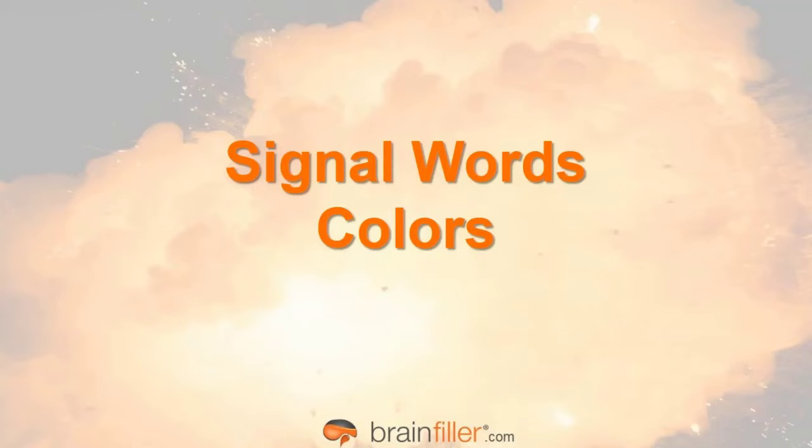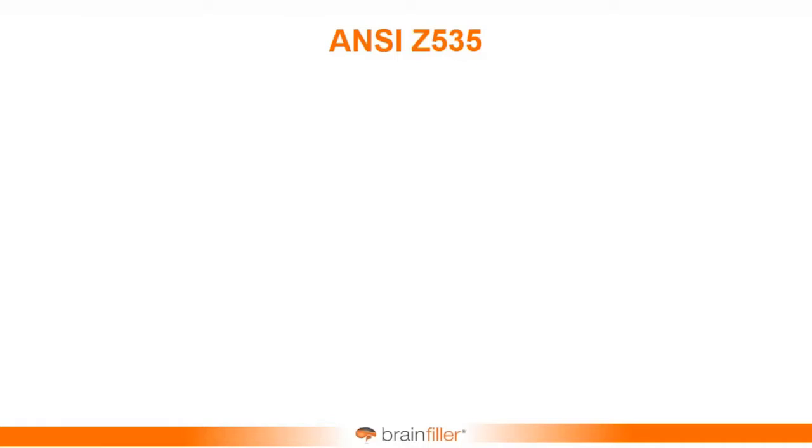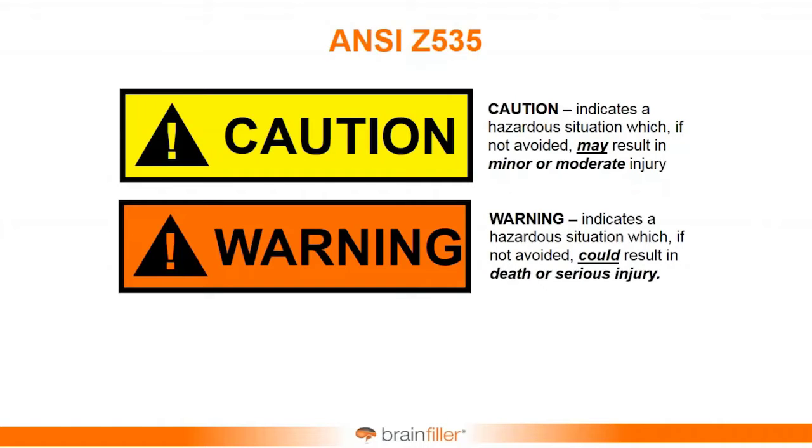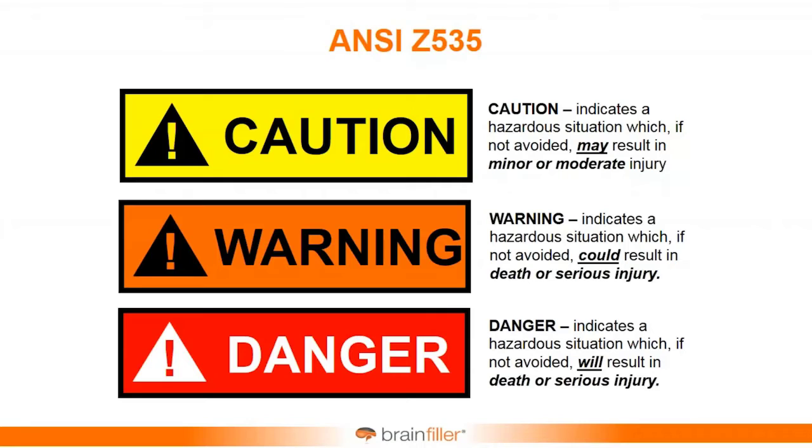Another part of the labeling strategy is the signal words and the colors. This is usually going to be referencing, at least in the U.S., I know we have some international people here, ANSI Z535, which is the standard that is referenced. Z535 has the signal word caution with the yellow background, which means there's a possibility of minor or moderate injury. Then we kick it up to orange and warning, and there could be death or serious injury. And then we go to the top, danger, and it will result in death or serious injury.